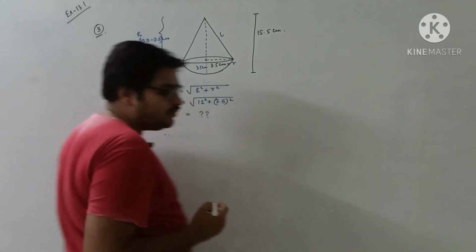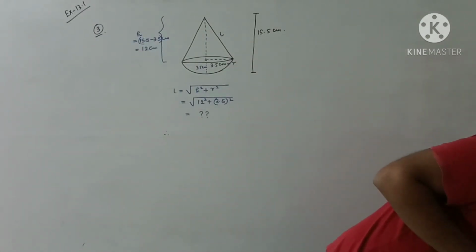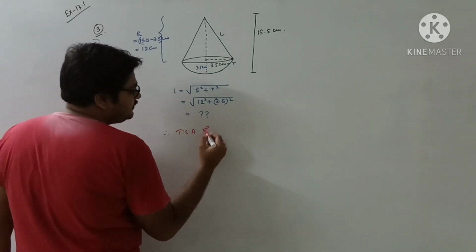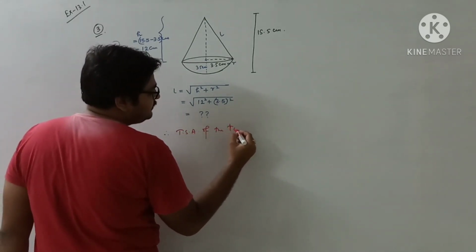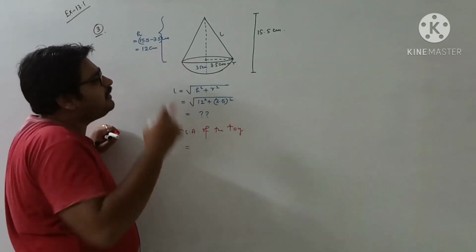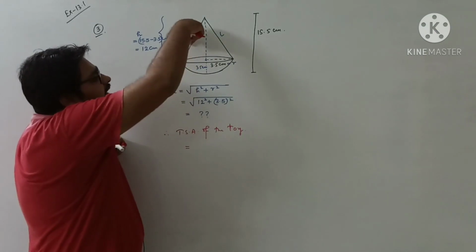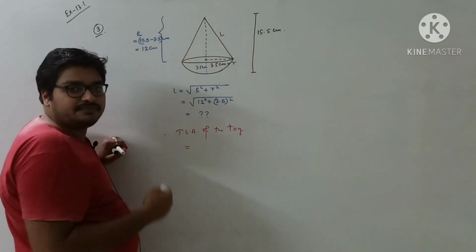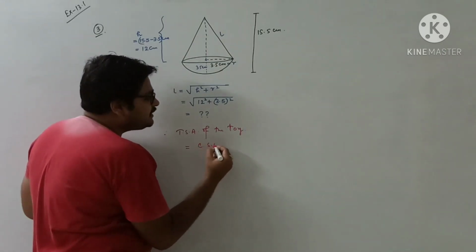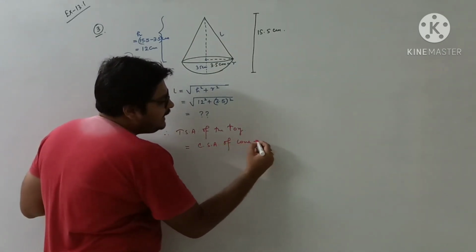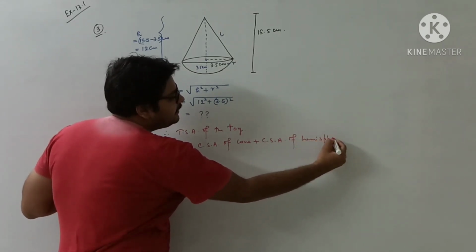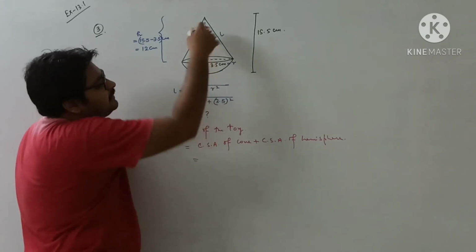Now you have to find out the total surface area of the toy. Yes, it is like this, no? Yes. So you have to find out the total surface area of the toy. Now, if I want to find out the total surface area of the toy, what can you see from outside? Look, you can find out the curved surface area of the cone. You can find out the curved surface area of the hemisphere. So you have to take the curved surface area of the cone and the curved surface area of the hemisphere. Okay. Now, what is the curved surface area of the cone?